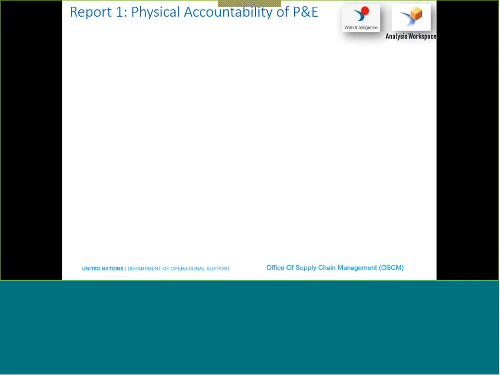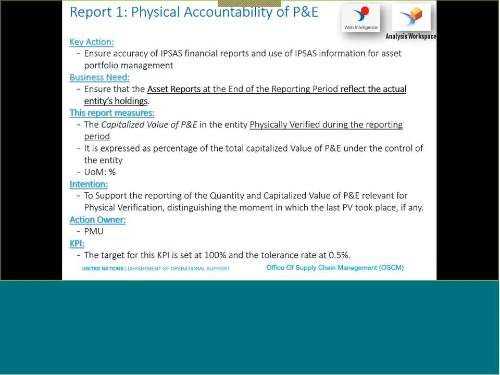Now, just quickly, I will go through what we saw yesterday. So we looked at the business needs, report measures, intention, and KPIs for report 1, specifically the web intelligence portion of it. Again, we're just refreshing your memory. Remember, at the top right corner, we indicate the types of reports that we have. So a web intelligence and analysis workspace for the report that's displayed at the top left. So report 1 has both web intelligence and analysis workspace.